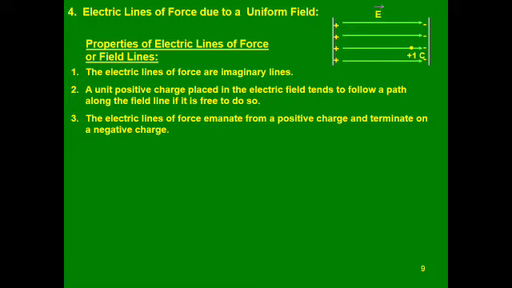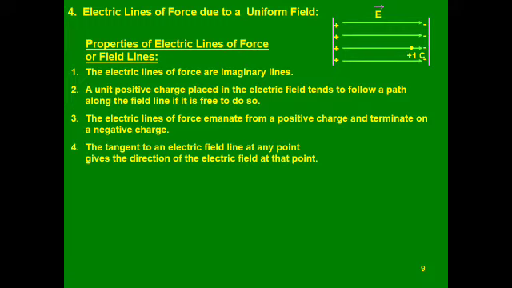So you can see they emanate out from the positive charge. The tangent to an electric field line at any point gives the direction of the electric field at that point. If the electric field line is not a straight line, maybe a curved line, in that case only the tangent will give the direction of the electric field at that point. You can see that point P. If I want to find out what is the direction of the electric field, you have to draw a tangent there.